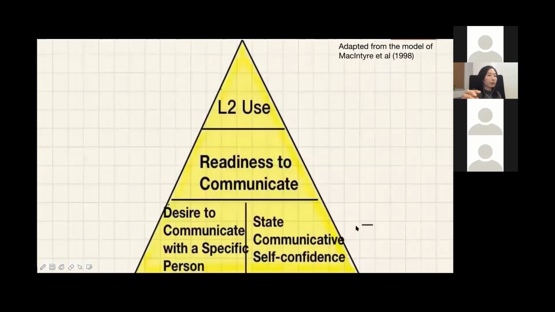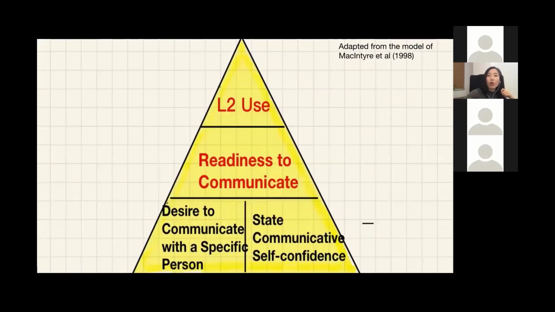So this is here. The top point, L2, as I just mentioned, is where students are actually communicating. They're actually talking to someone. Our job is to help students reach this point, where they use their language to speak to someone. And why do they want to speak? Because they are ready to communicate. They have the readiness to communicate with other people, okay?